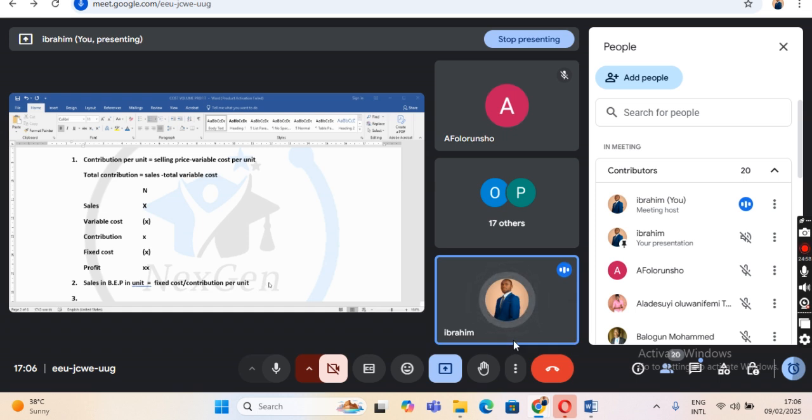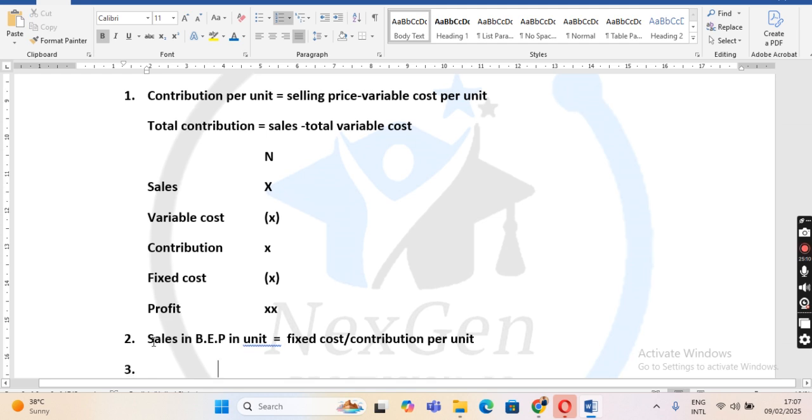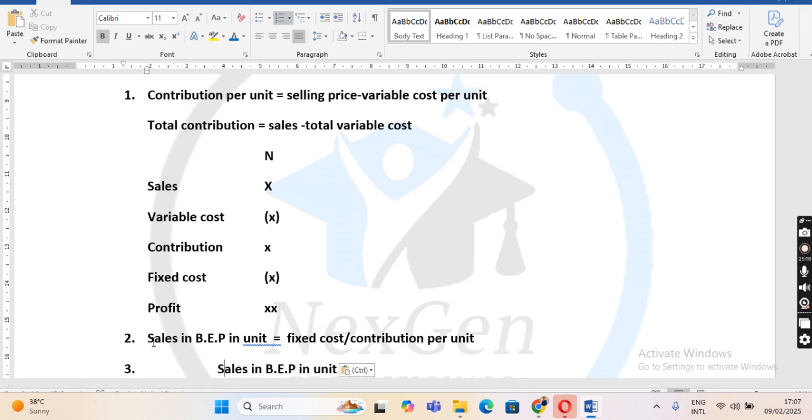Now, you've calculated sales in BEP in units. You will now still calculate sales in BEP in value, because the question may tell you, what will be the sales in BEP in value? What will be the sales in value, right? They may not put BEP, but you should know that it is break-even point, right?